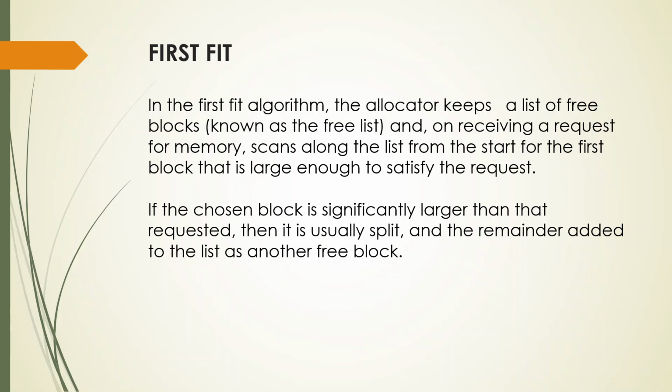So, first fit. In this first fit algorithm, the allocator keeps a list of free blocks known as the free list, and on receiving a request for memory scans along the list from the start for the first block that is large enough to satisfy the request. If the chosen block is significantly larger than that requested, then it is usually split and the remainder added to the list as another free block.